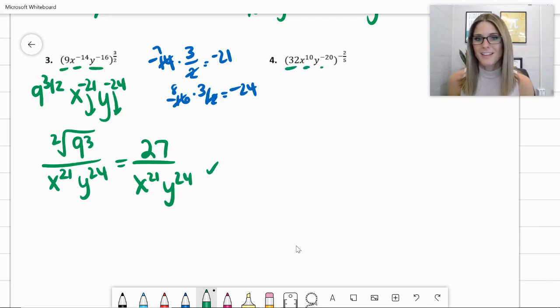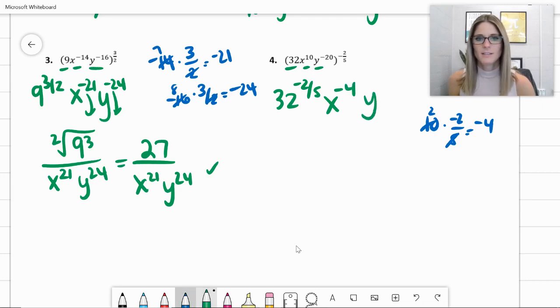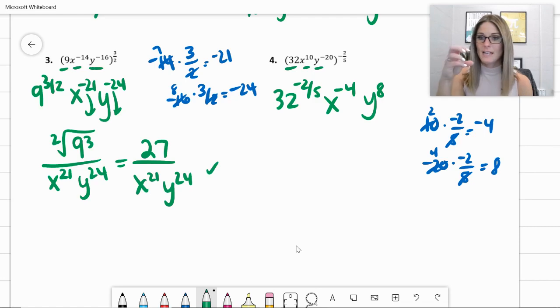Number 4 has 3 things. 32 to the -2/5, x to the 10 times -2/5. I'm going to simplify and get -4, so x to the -4th. Y to the -20, but power to power multiply that with -2/5. Simplify to help me multiply and get 8. Y to the 8th. I'm going to move my negative exponents to the denominator. The y to the 8th staying in the numerator.